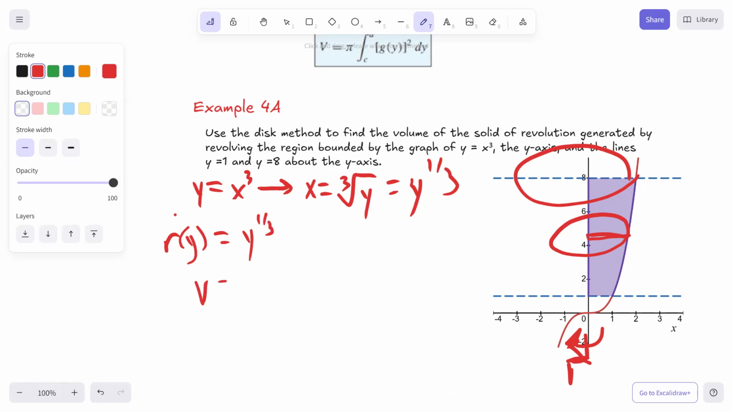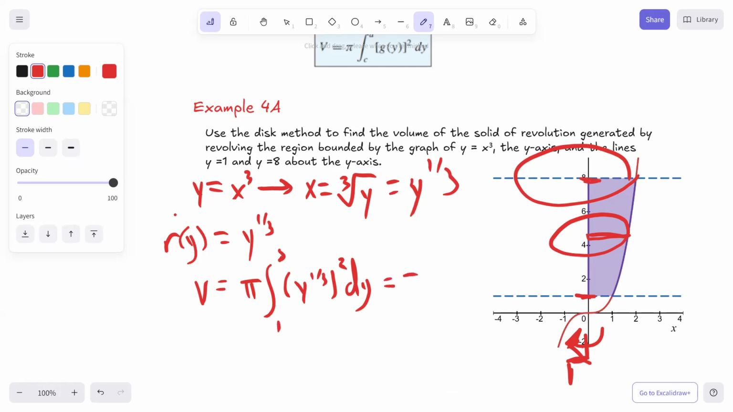Then the volume is going to be pi times the integral of y to the 1/3 squared dy. Now, when we get the limits, be careful here. We're not going from 0 to 2. That would be in terms of the x-axis. Since we're integrating with respect to y, the limits have to be in terms of the y boundaries of the region. So namely y equals 1 and y equals 8. So we're going to go from 1 to 8.